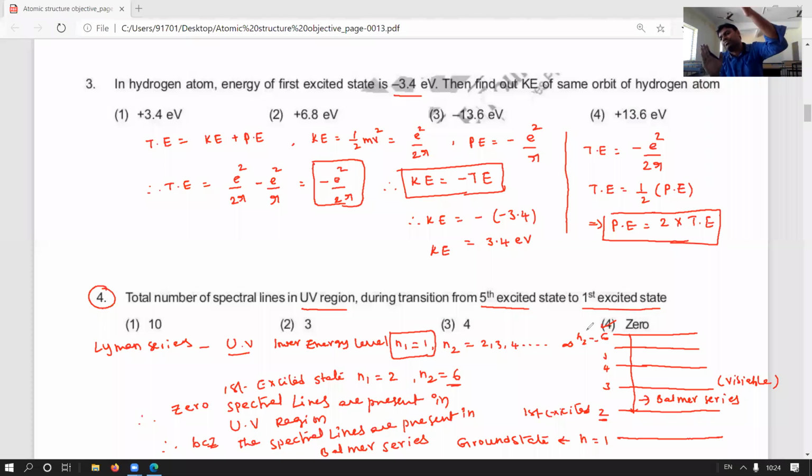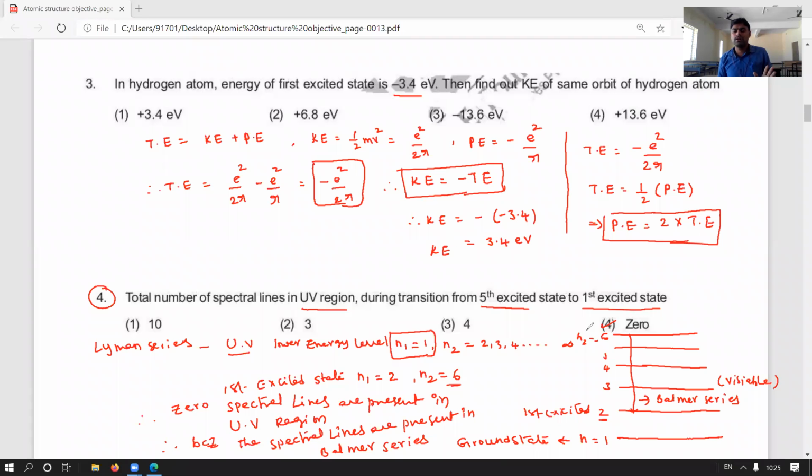The transitions are present from the sixth energy level to the second energy level. Then all those spectral lines belong to the Balmer series, but not the Lyman series, which means the spectral lines are not present in the ultraviolet region. Ultraviolet region means the spectral lines belong to the Lyman series. But here there are no such transitions, because the lower energy level n1 must be equal to 1 for Lyman series or the ultraviolet region. But here n1 is equal to 2. That's why the spectral lines belong to the Balmer series.